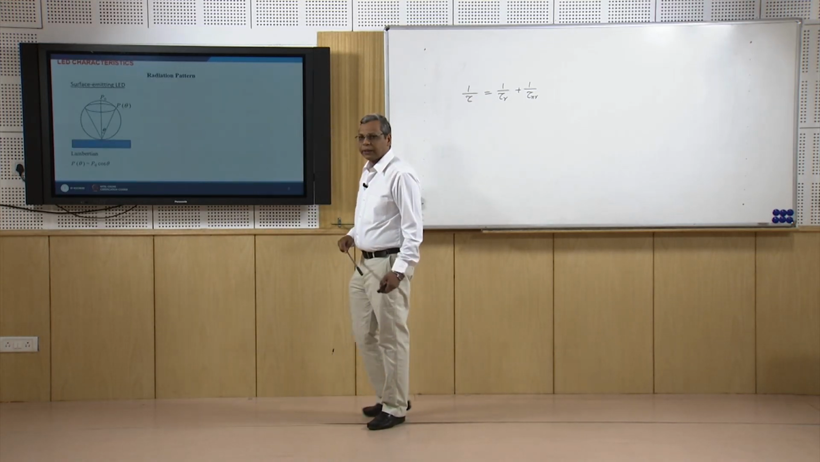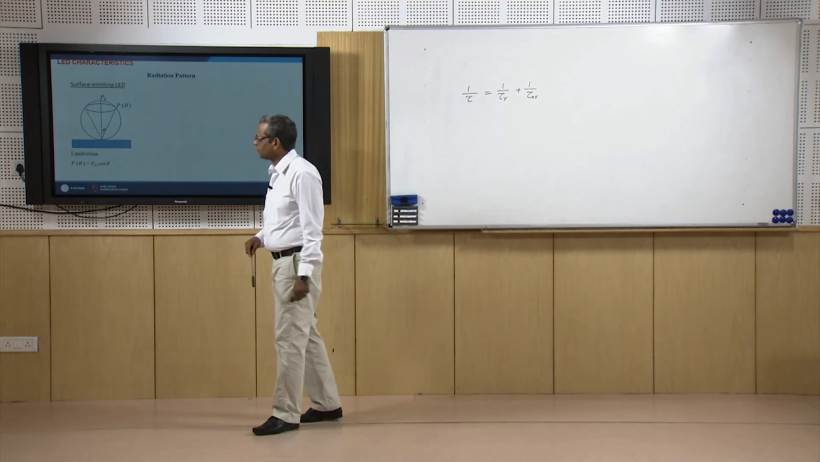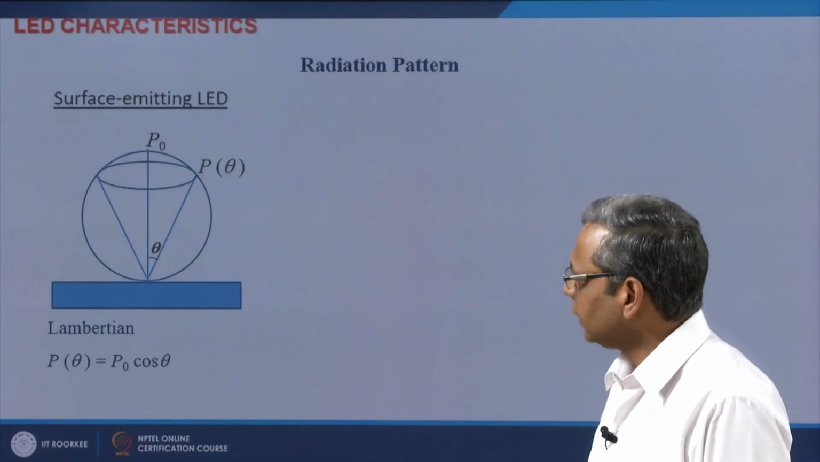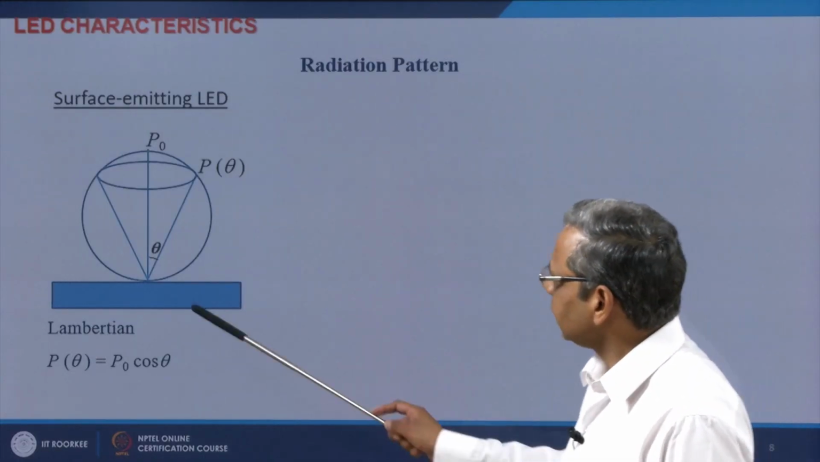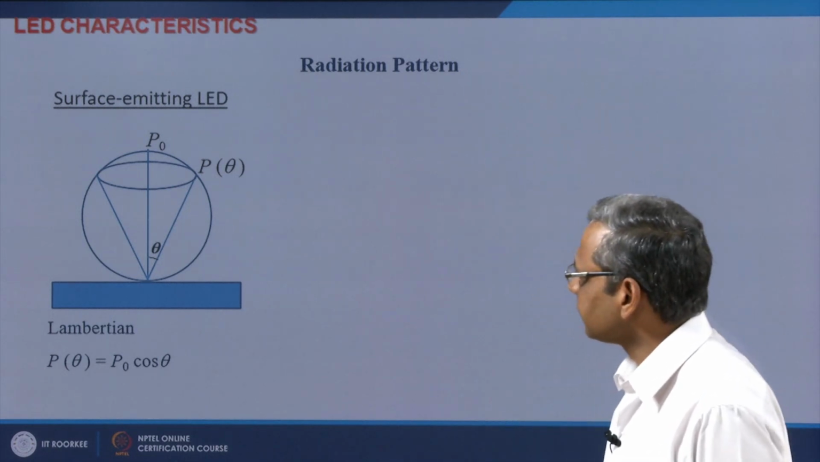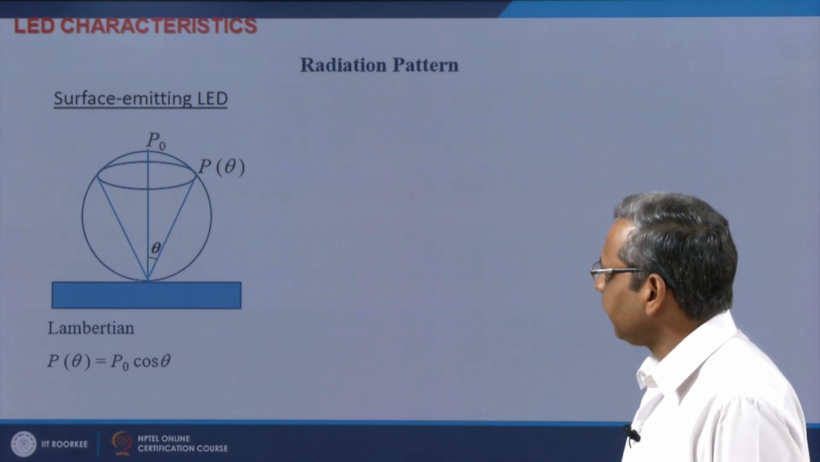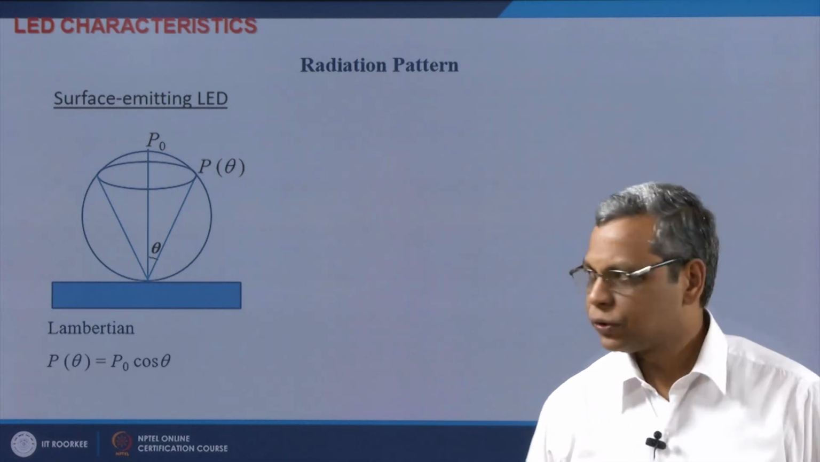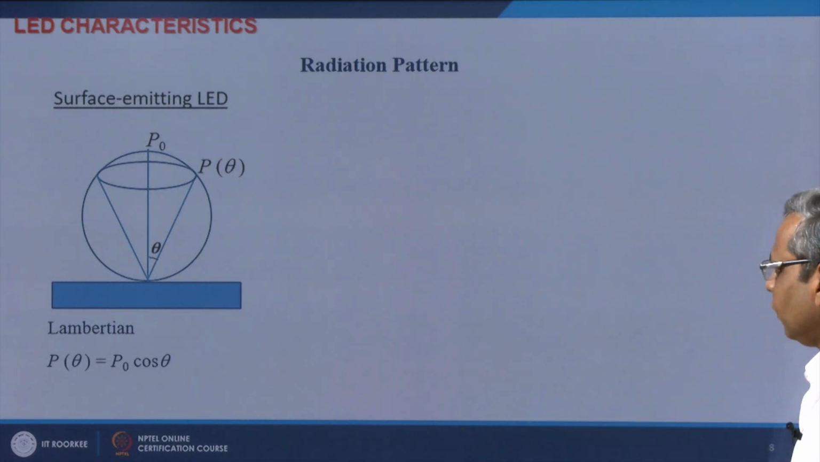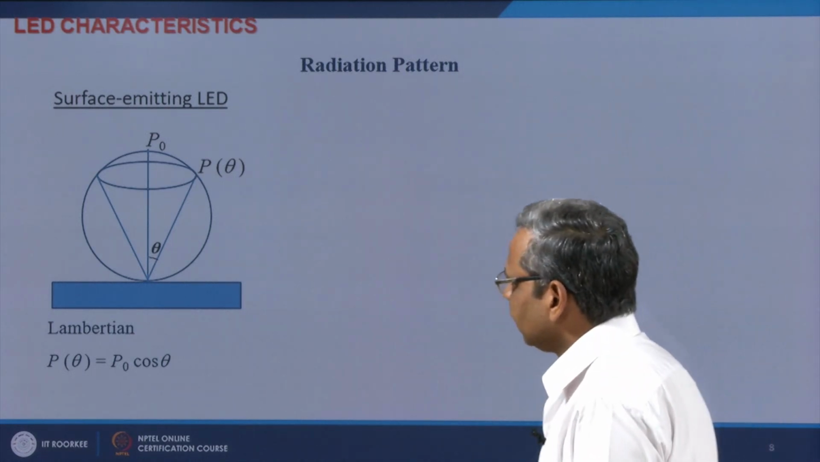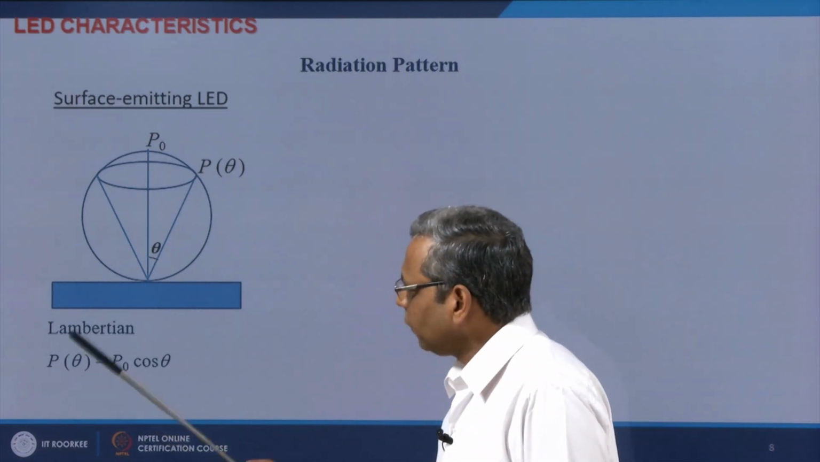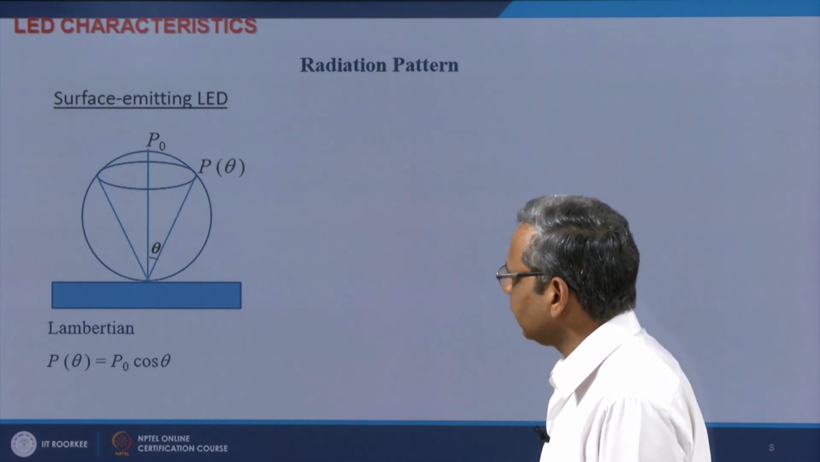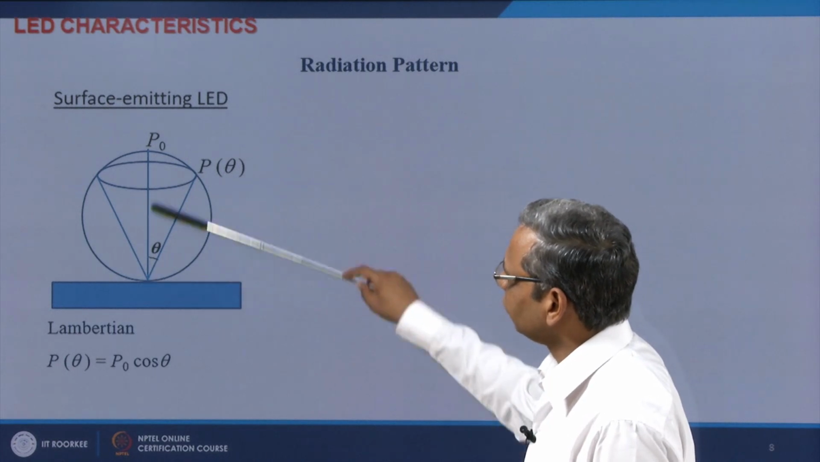What is the radiation pattern? How directional is it? If I look at a surface emitting LED, then it emits in all directions like this, and the pattern is Lambertian. It is similar to that of a Lambertian source. For a Lambertian source, the power varies with angle theta as P0 cos theta, where theta is the angle from the vertical.